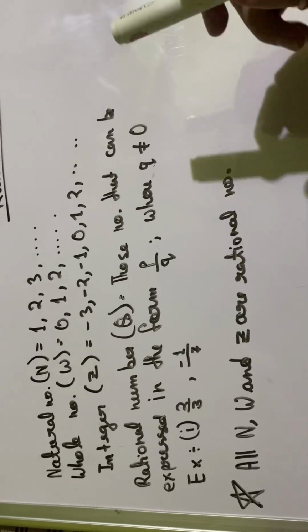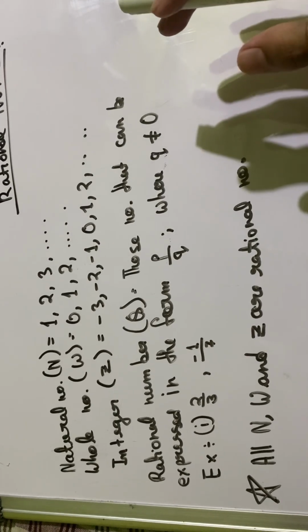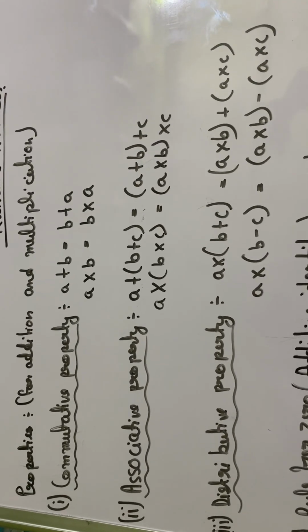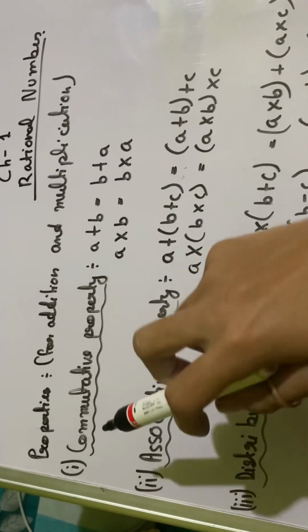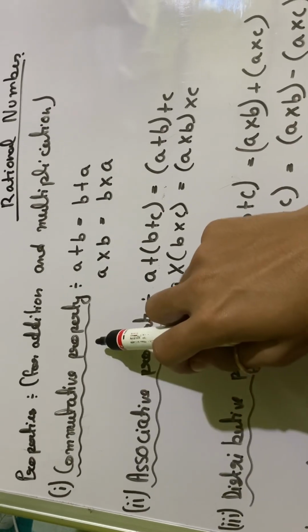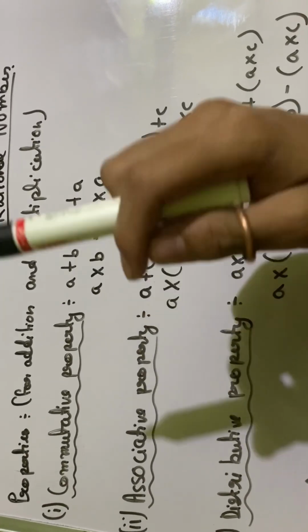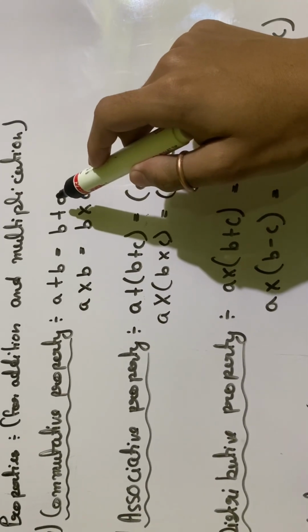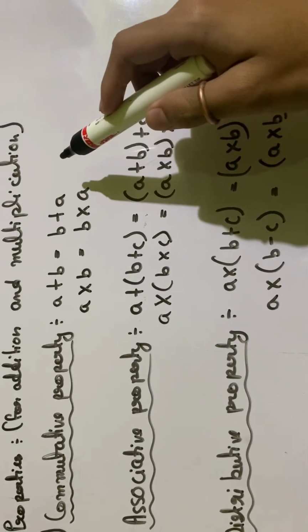And after this I will be showing you all the properties needed for this chapter. So these are some properties for addition and multiplication. First is the commutative property, that states that a plus b equals b plus a. Also a into b equals b into a.